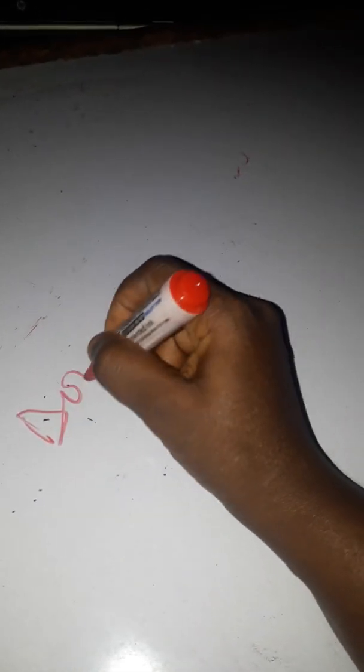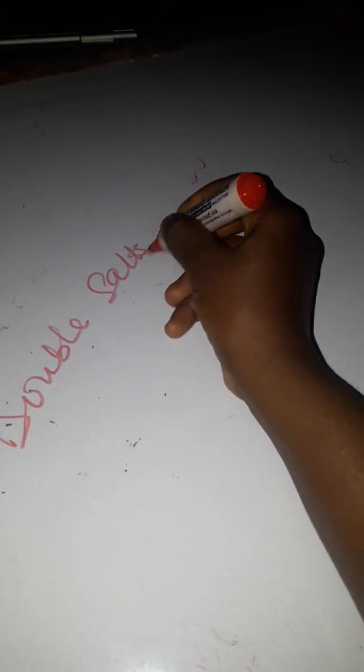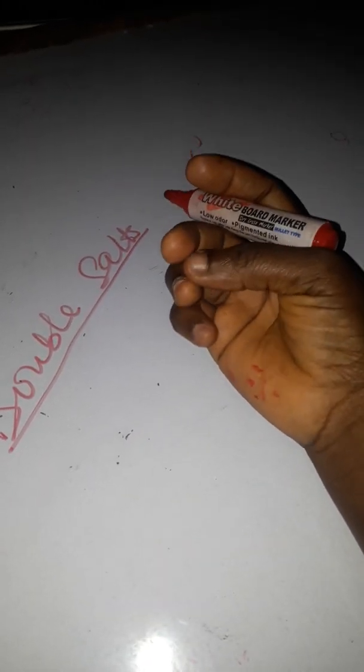Now let's look at double salts. In double salts, this is usually formed by dissolving 2 or more salts, up to 3 salts in water actually, to give different ions, 3 different ions.